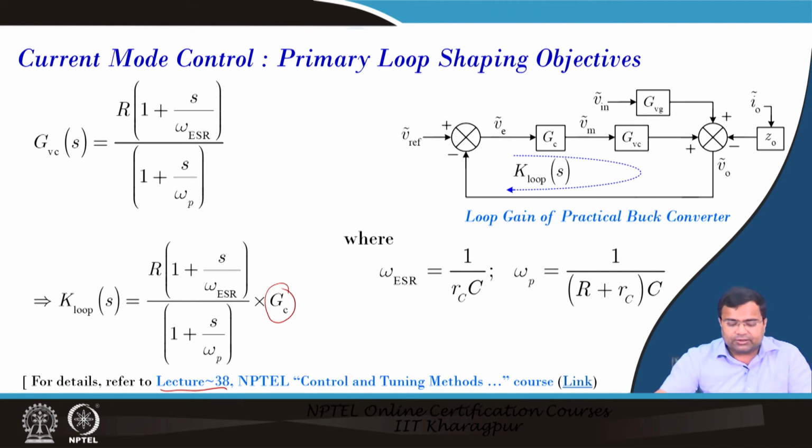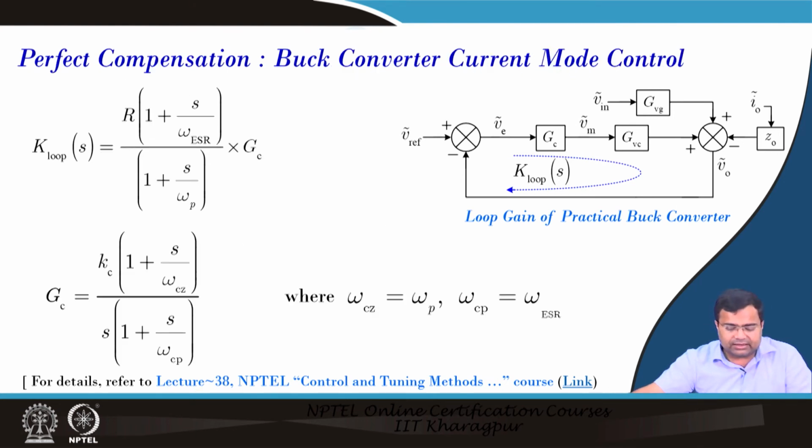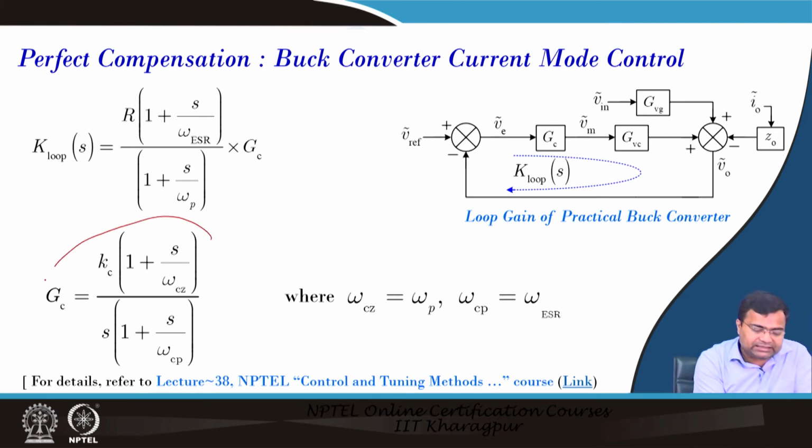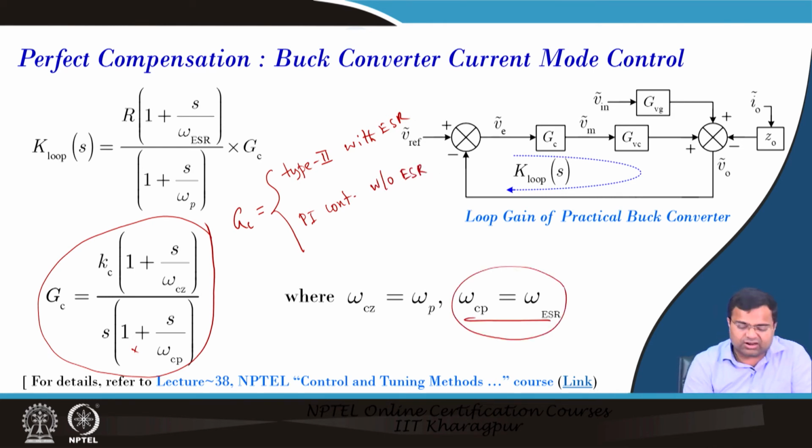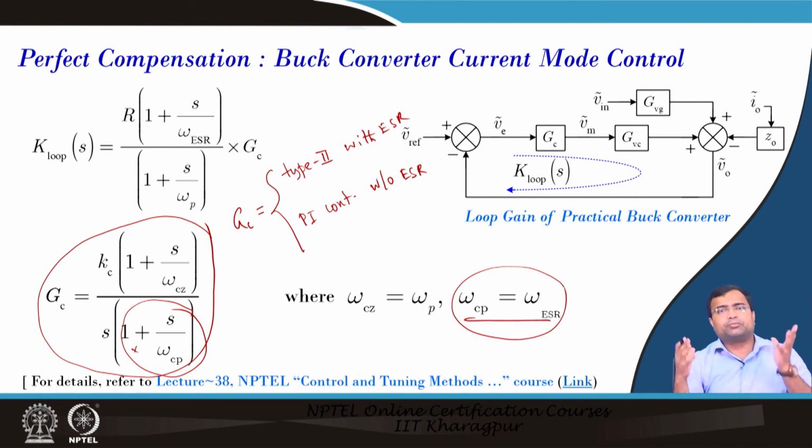So, what will be the omega c? If you do not consider any ESR 0, then this representation is a type 2 compensator. But if ESR 0 is ignored, that means we do not need to consider this. So the controller will be type 2 with ESR, and it will be a PI controller without ESR. If you ignore this, you do not need a controller pole, and if this is not required, then it will be simply Ki by S, which is the structure of a PI controller. This thing we have discussed in lecture 38.